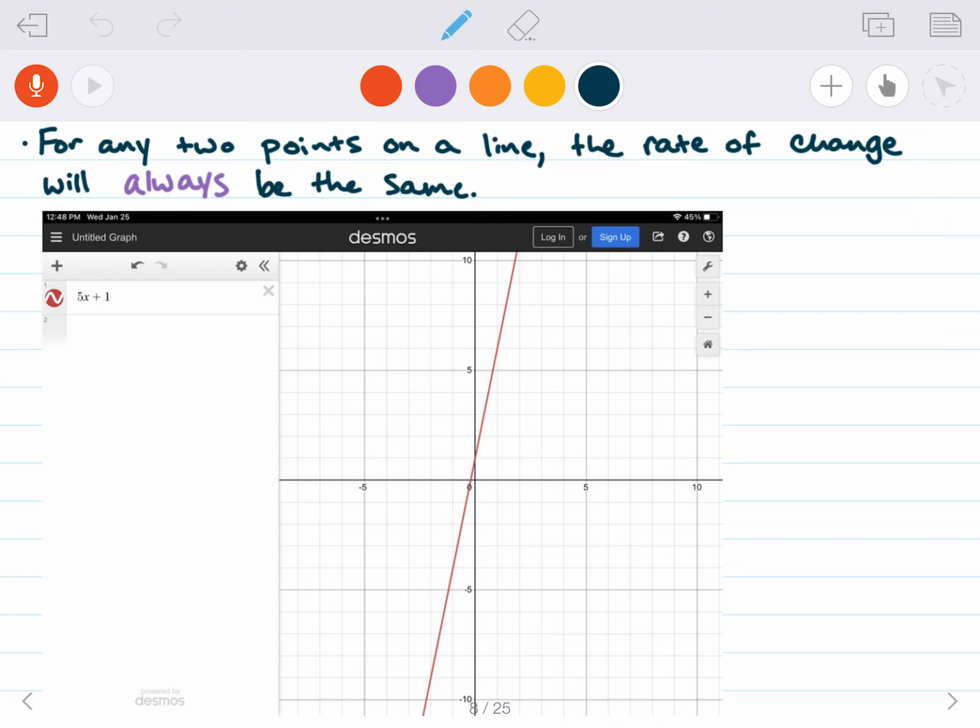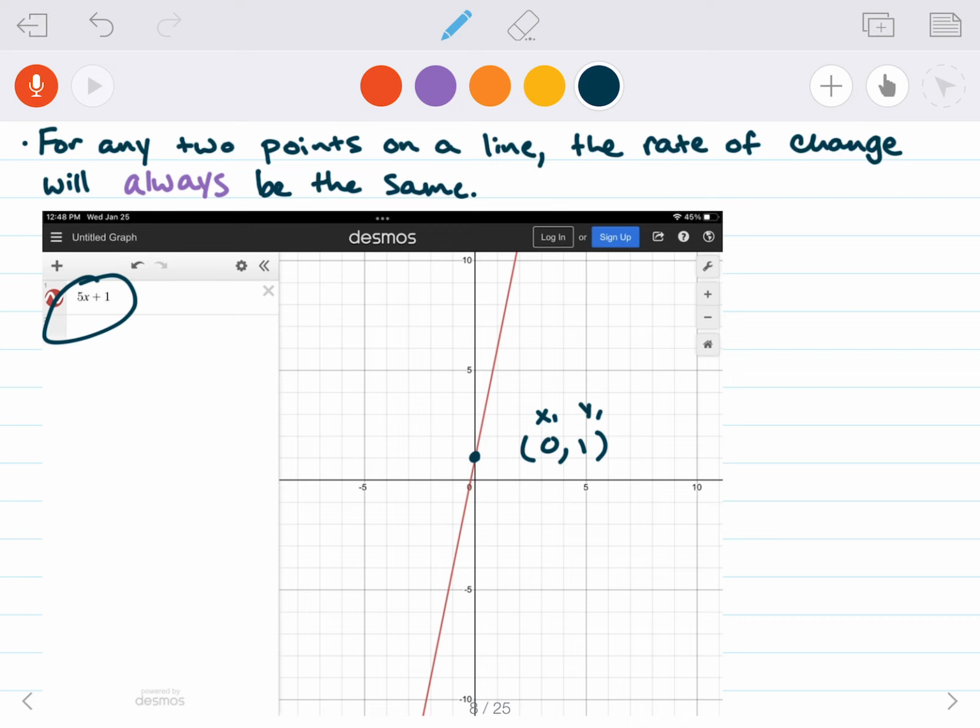Now, something interesting about lines is that no matter what 2 points you pick on the line, no matter what 2 points, the rate of change is always going to be the same, right? So, for instance, look at this line, 5x plus 1. Check it out. We have a point right here. That's the point 0, 1. Right? x1, y1. That's a point.